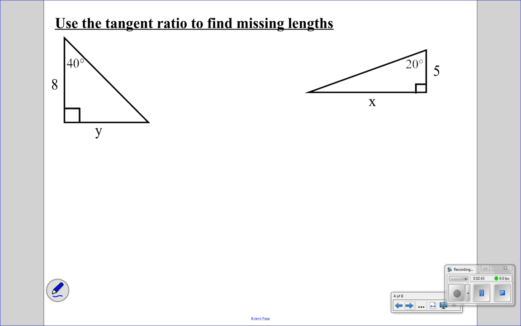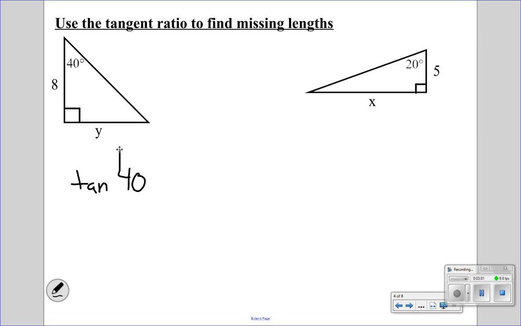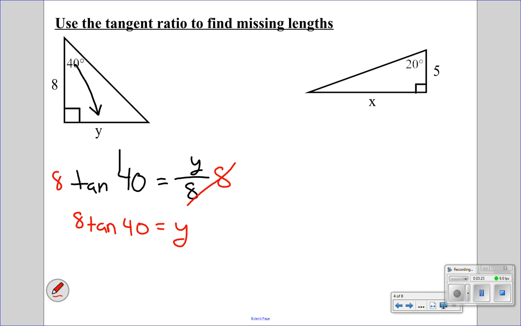Now we're going to use our tangent ratio to find the missing length. So if we have an angle measure and a side, we can use that to find our other missing side. In this case, the angle that we do know is 40 degrees. And so the tangent of 40 equals our opposite, which is y, our variable that we're trying to solve for, over our adjacent, which is 8. Now to solve for y, we're simply going to multiply both sides by 8. This will cancel out over here. So 8 times the tangent of 40 equals y.